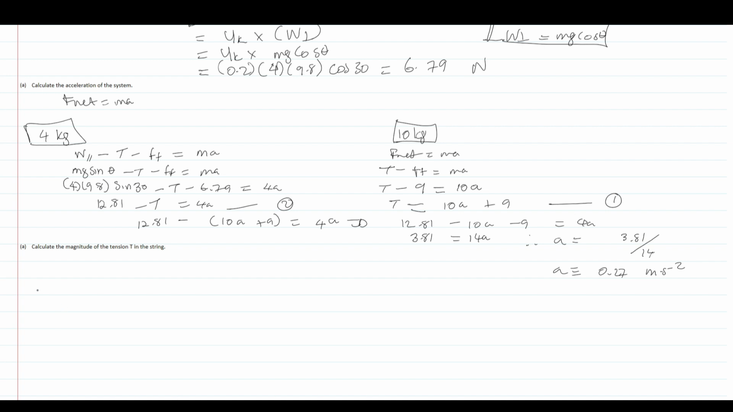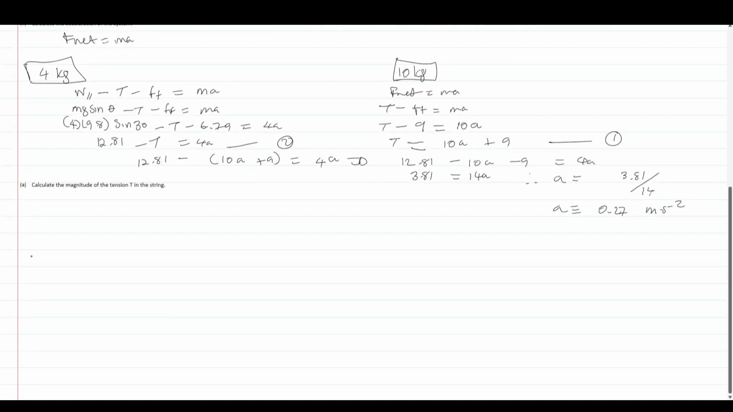Then we move to the last question, which says calculate the tension in the string. So this is very simple. You're going to just take equation 1 and put the value of A that we just calculated. So equation 1 is 10A plus 9. Then you're going to put 10 times 0.27 plus 9. This would give us 11.72 newtons.